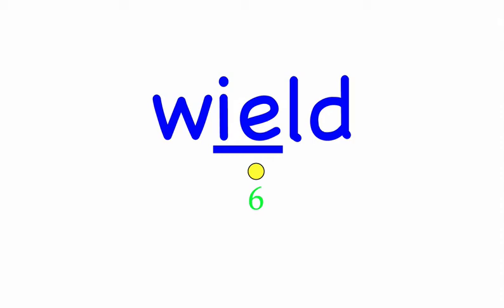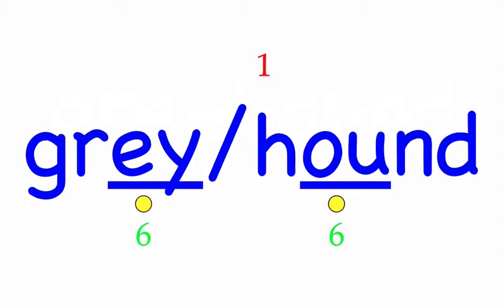Greyhound. The greyhound is the fastest dog of all breeds. Greyhound. 2 syllables. First syllable grey, 3 sounds: G, R, A. Hound, 4 sounds: H, OW, N, D. Greyhound. Mark the word. Both of the vowel teams in this word are vowel group 6. Remember, vowel group 6 says 2 vowels joined together, and the first vowel does not represent its long sound.